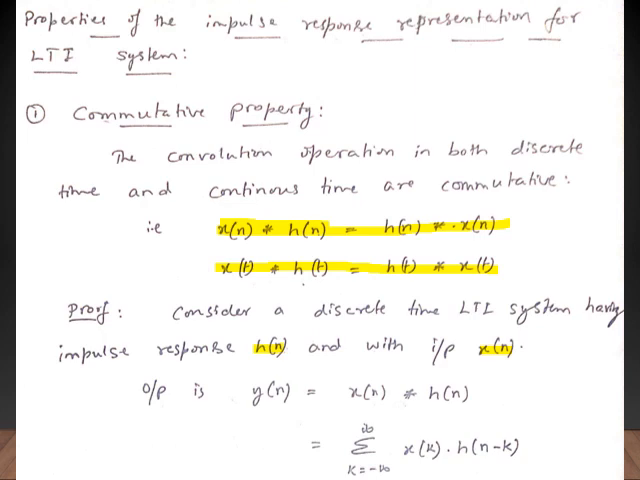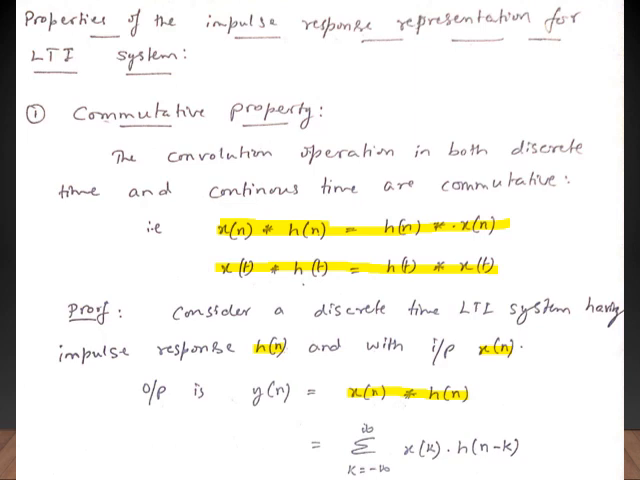The output y of n is nothing but the convolution between the two terms, one is the input x of n convoluted with the impulse response h of n. So I'll get some output, I'll call it y of n. So I'll take that particular condition, which is nothing but the left hand side of the first equation that you are seeing in this particular slide.